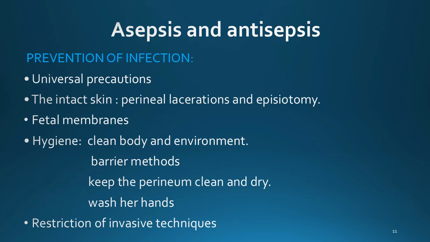We need to maintain asepsis in all interventions. Intact skin provides a barrier to microorganisms. That's why we need to protect skin integrity. Asepsis measures should be followed with episiotomy or perineal lacerations. Damage to the fetal membranes prior to labor may also be a cause of chorioamnionitis, so we need to follow aseptic measures with artificial rupture of membranes.